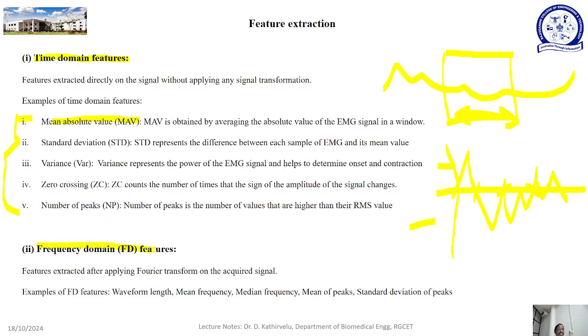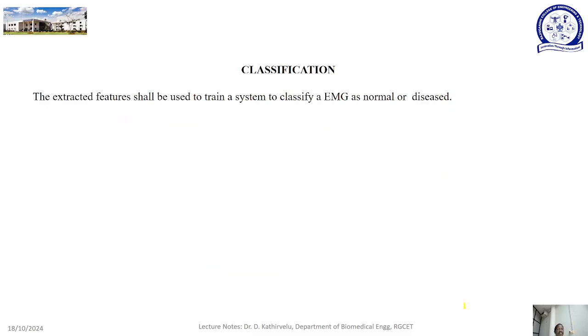Similarly, for frequency domain features, we don't take the signal in that domain. You convert the obtained signal into the frequency domain by applying a Fourier transform, and from the transformed signal you compute all these features: wavelength, mean frequency, median frequency, mean of peaks, standard deviation of peaks. These values will definitely be different for a normal EMG and an abnormal EMG. These extracted features are used to train a system to classify an EMG as normal or abnormal.